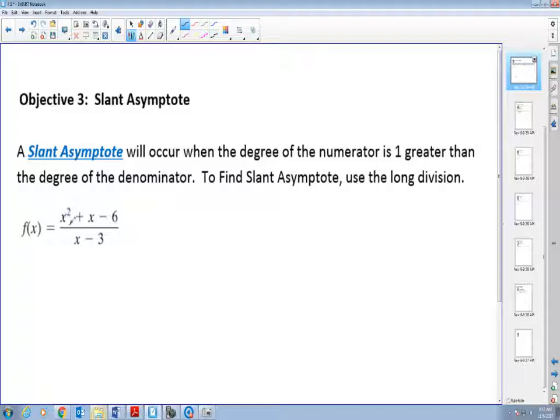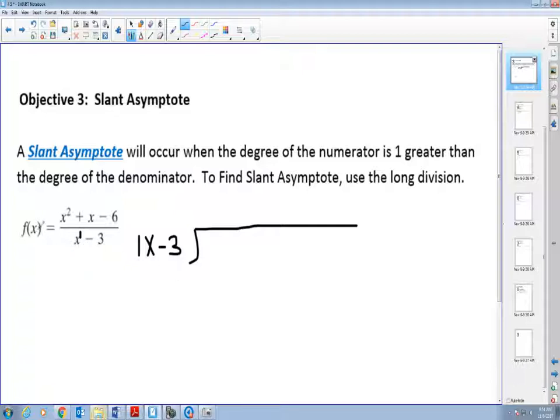The degree of the numerator is 2, the bottom is 1, so this is 1 greater. So what we have is called a slant asymptote, not a horizontal one. I'm going to do long division for this problem. I know in this particular example I can use synthetic division, but I'm going to go with long division here real quick.